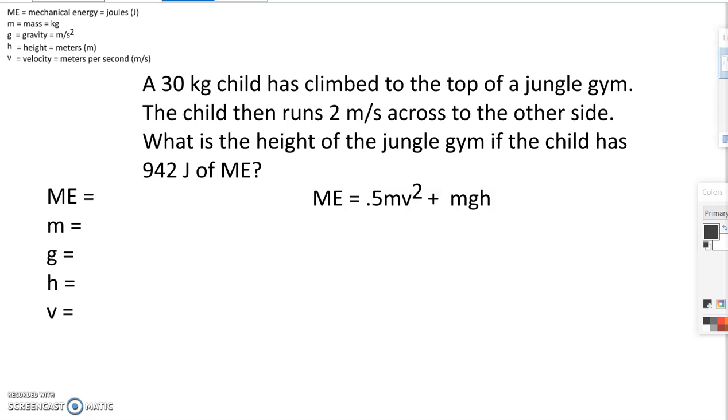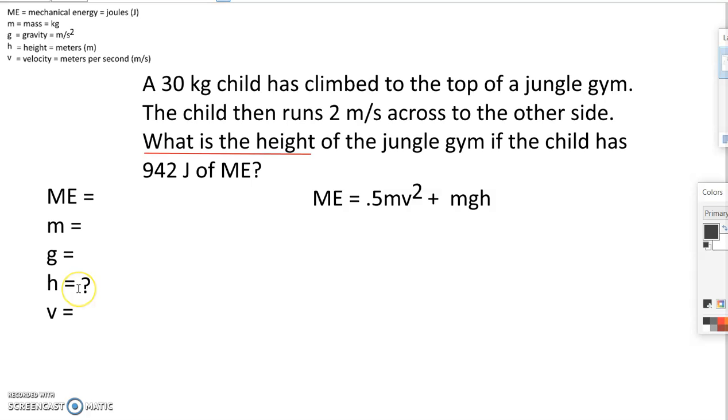Just like always, I am going to look through the question again and see what it's asking me to find. As I scan through the question, I can see right here it says, what is the height of the jungle gym? So I'm going to underline that in red to tell me that's my question. Height is h, so my h must be unknown. So I'll put a question mark for that in my list.